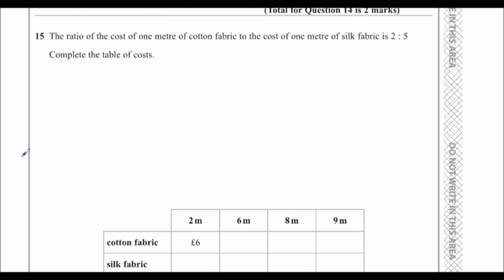Question 15. The ratio of the cost of 1 meter of cotton fabric to the cost of 1 meter of silk fabric is 2 to 5. Complete the table of costs. So the ratio of the cost of 1 meter of cotton to 1 meter of silk is 2 to 5. So if cotton is 6, then that means we must have times by 3. So if cotton is 6, silk must be 15.